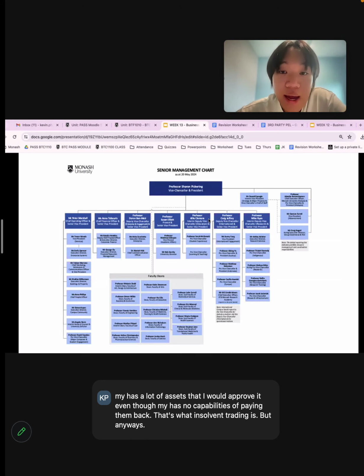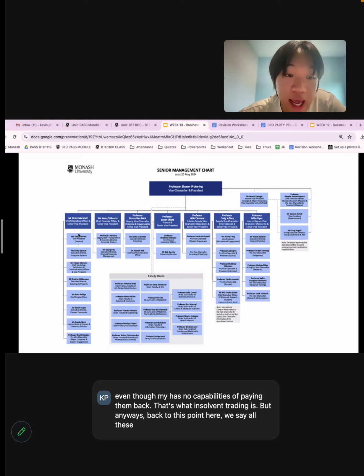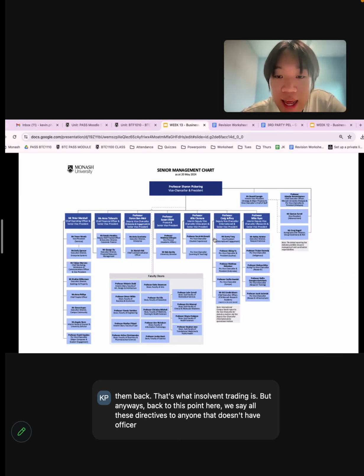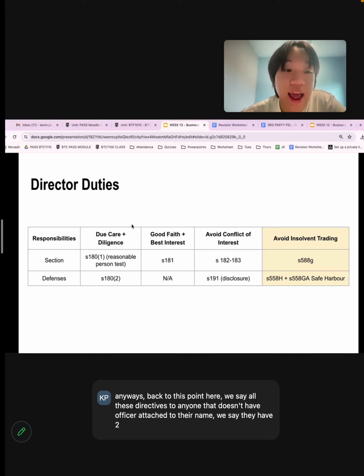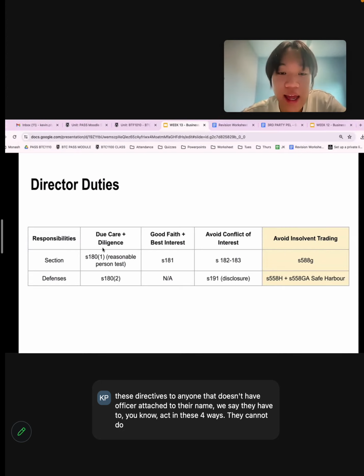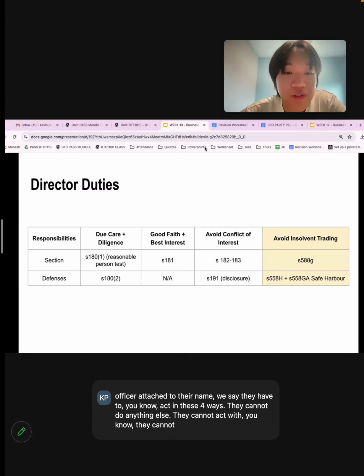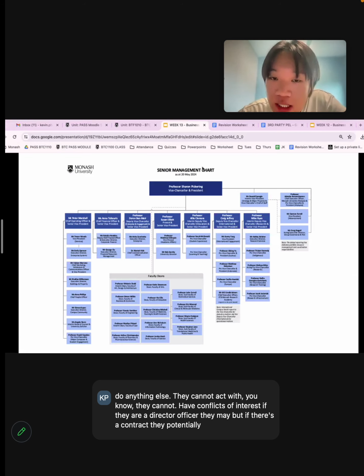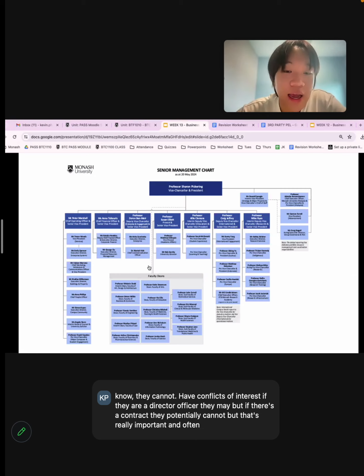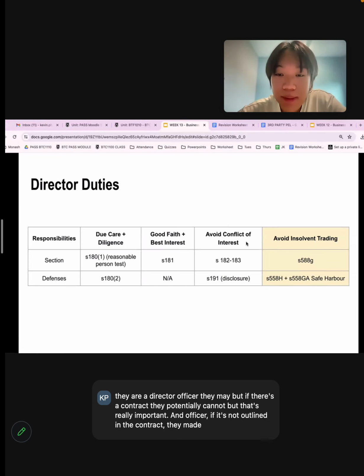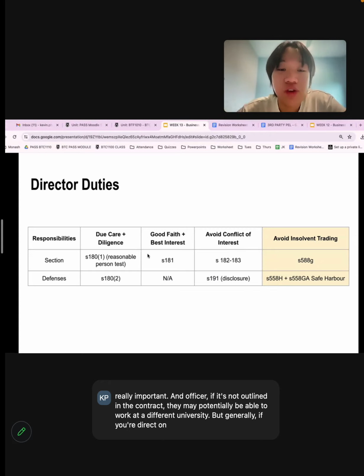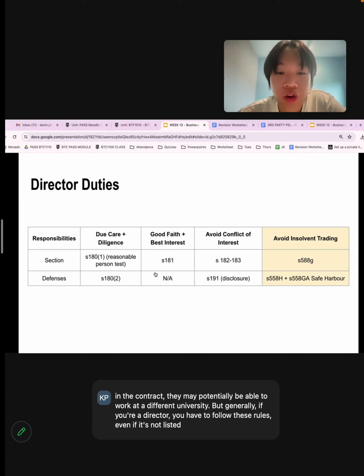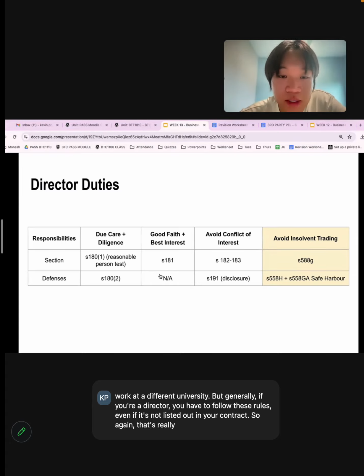But anyways, back to this point here, we say all of these directors, so anyone that doesn't have officer attached to their name, they have to act in these 4 ways. They cannot do anything else. They cannot have conflicts of interest if they are a director. Officers, they may, but if there's a contract, they potentially cannot. But that's really important. An officer, if it's not outlined in their contract, may potentially be able to work at a different university. But generally, if you're a director, you have to follow these rules, even if it's not listed out in your contract. So again, that's really, really important there as well.